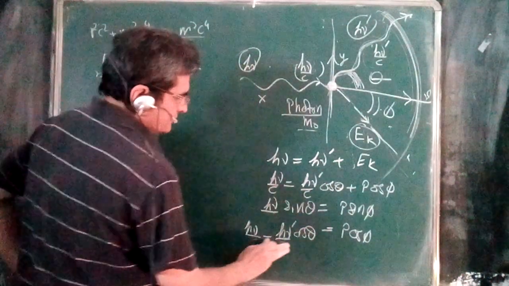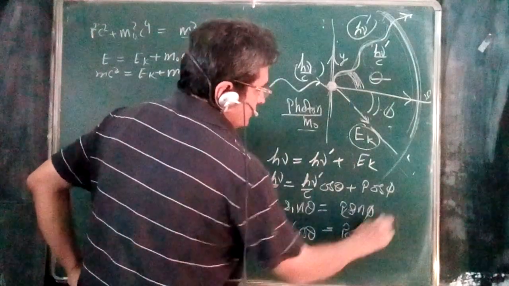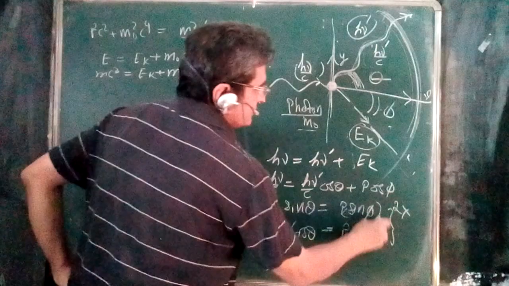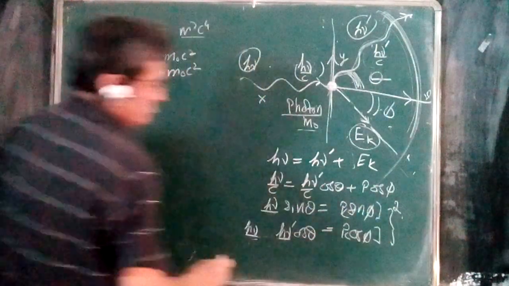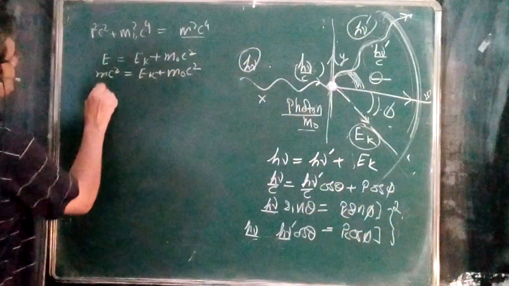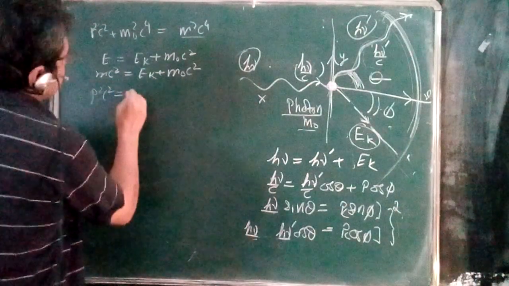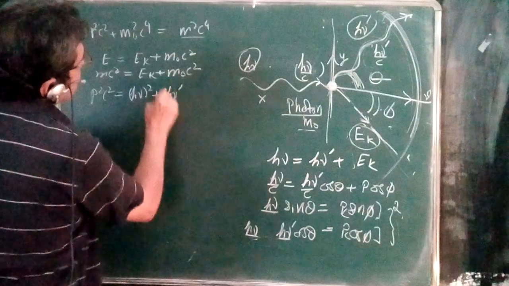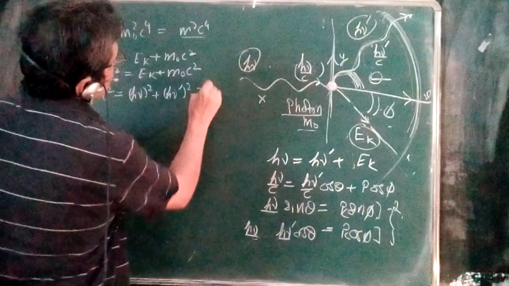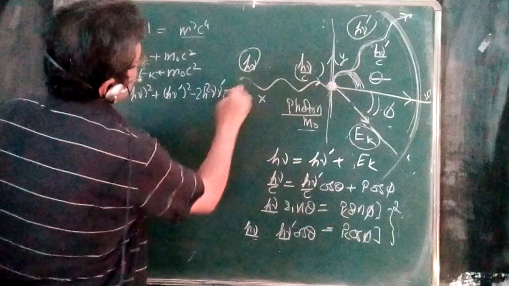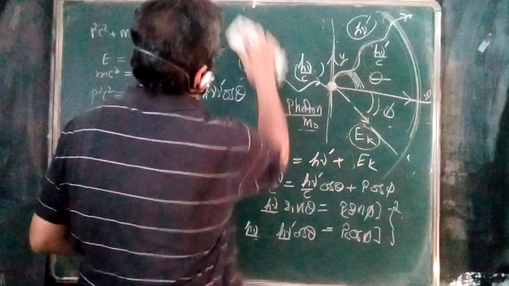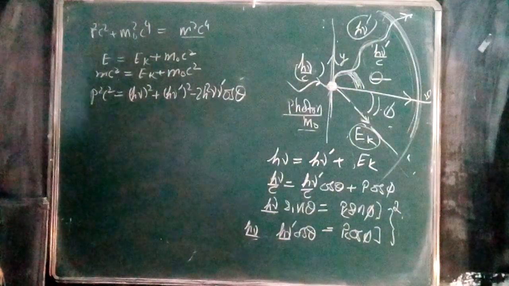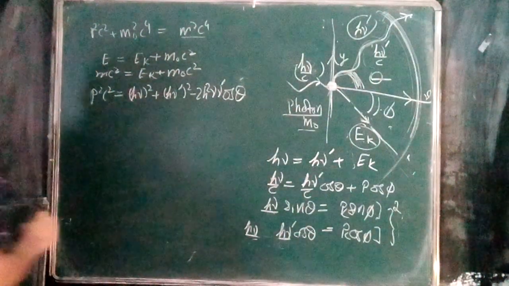I remove c from here and take it here. I square and add both the equations separately. I square and then add them. So I get p square c square is equal to h mu whole square plus h mu dash whole square minus twice h square mu mu dash cos theta. Let me rub a little bit of this space. So I get p square c square is equal to h mu dash. This one relationship I have got.